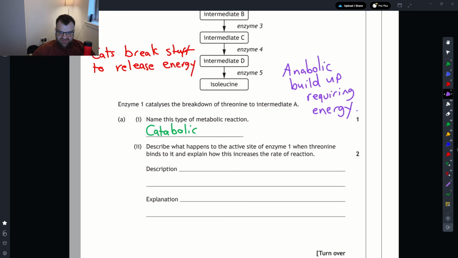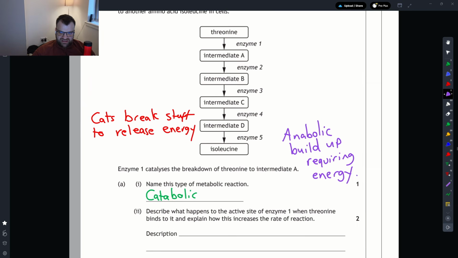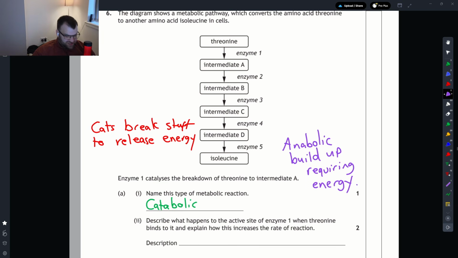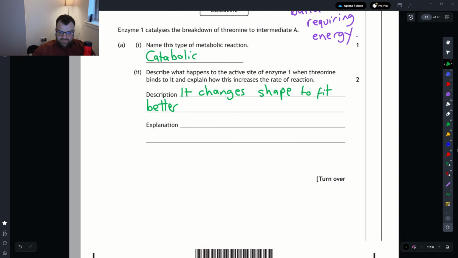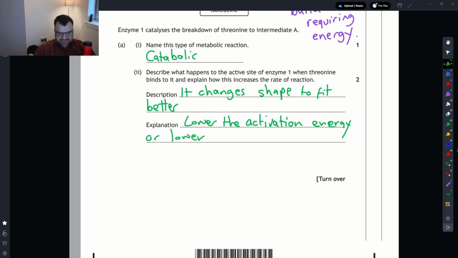What happens to the active site when threonine binds to it, and how does this increase the rate of reaction? Well, threonine is the substrate in the enzyme's active site. We're talking about the induced fit. So it changes shape to better fit around it. Now with my chemistry hat on, that's going to lower the activation energy. The less chemistry way of saying that is that it lowers the energy required to start the reaction.